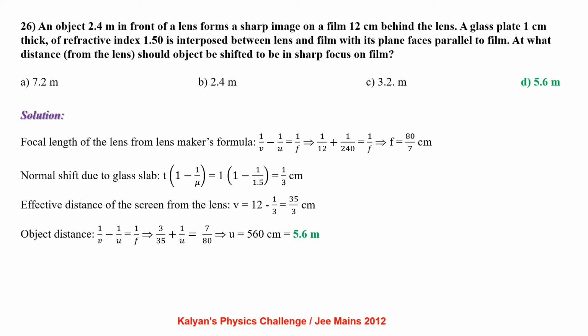Normal shift due to the glass slab is t times (1 minus 1 by mu), which comes out to be 1 centimeter. So the effective distance of the screen from the lens is v equal to 12 minus 1 by 3, that is 35 by 3 centimeter. So for the object distance, 1 by v minus 1 by u equal to 1 by f, that is 3 by 35 plus 1 by u equal to 7 by 80, which gives us u equal to 5.6 meter.